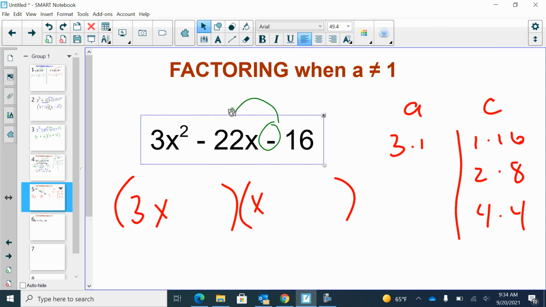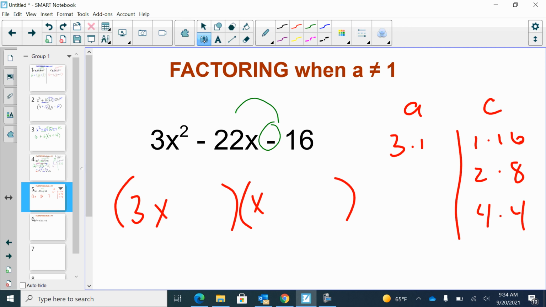Oops. We're going to subtract to get 22. 48 and 1 doesn't work. Let's try 3 and 16. Well, that doesn't work. So that's out.